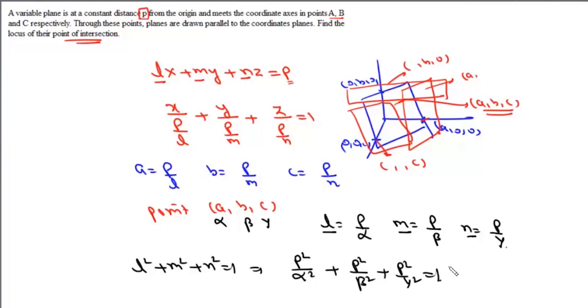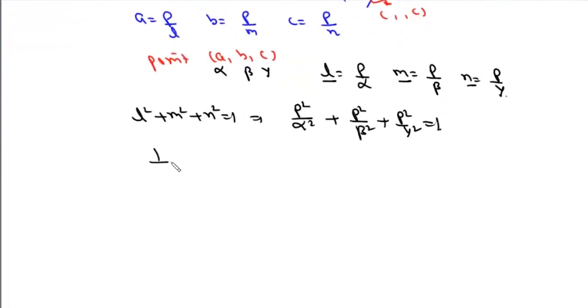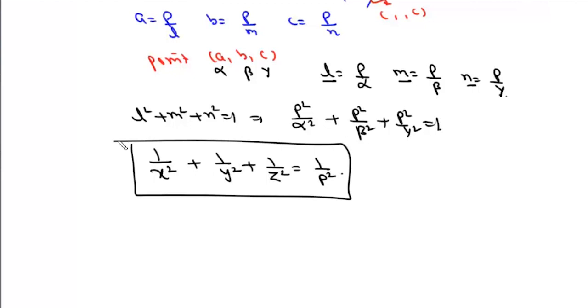Now we'll replace alpha with x, beta with y and gamma with z. We can write this equation as 1 upon x square plus 1 upon y square plus 1 upon z square, and it will be equal to 1 upon p square. And that is the locus of intersection of parallel planes through these intercepts.